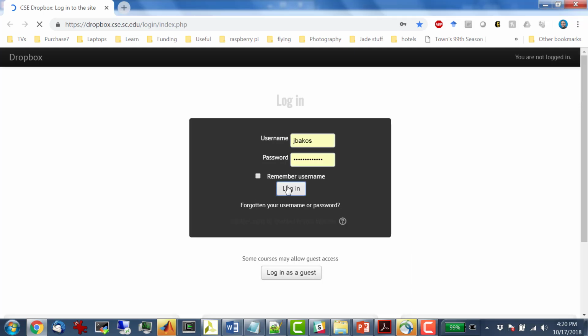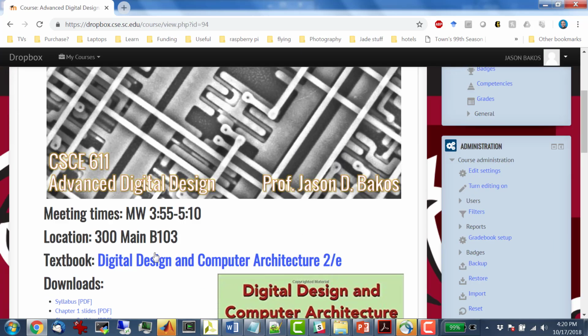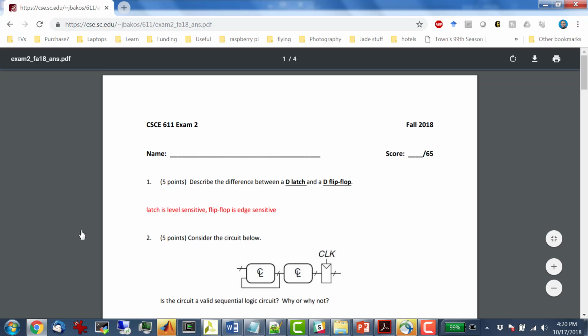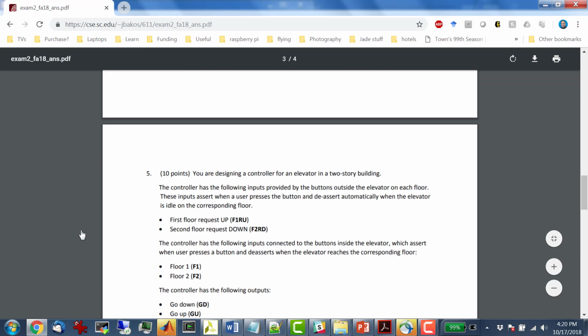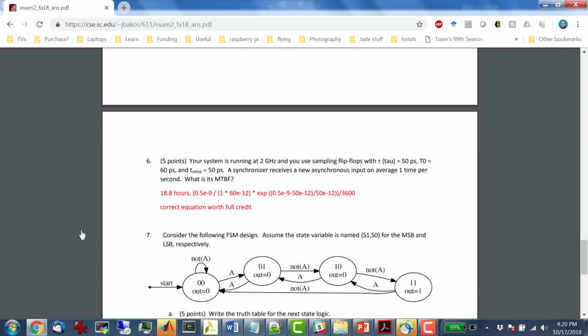If you go to Dropbox, I've got it posted there under Exam 2 Solutions. 18.8 hours. I think I got something around that. Okay. Any questions? Yeah, especially if you even just wrote the equation down without calculating it, it's full credit.